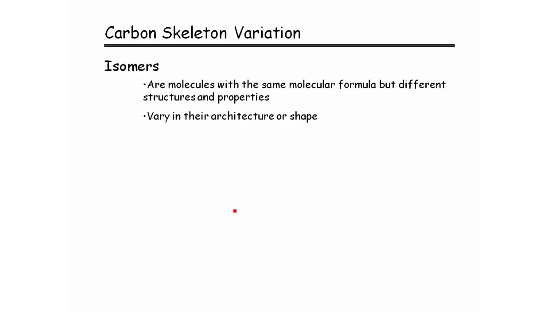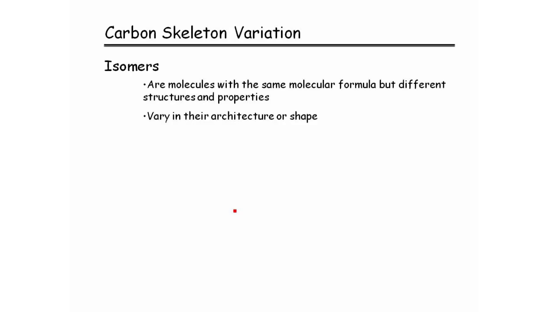Isomers, now we're talking about molecules that have the same molecular formula but different structures and properties. Okay, so they're going to be made up of the same components, but they're going to be connected together in some different way that's going to vary their overall three-dimensional shape. That will ultimately affect the way that they behave in solution or the way that they interact with other molecules.